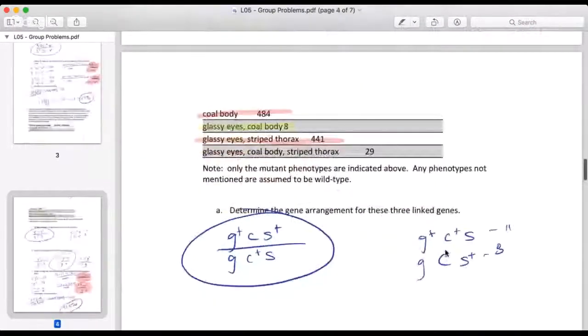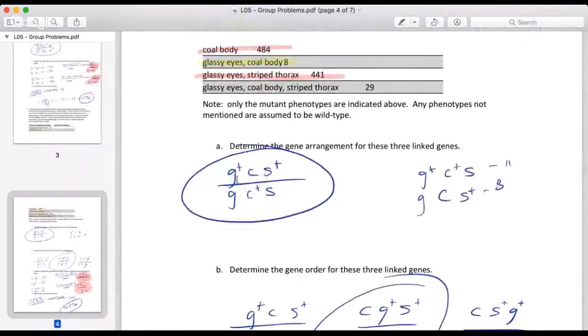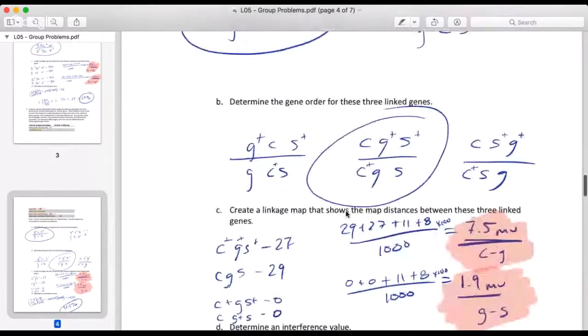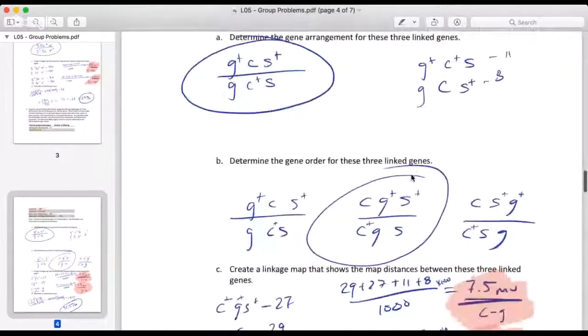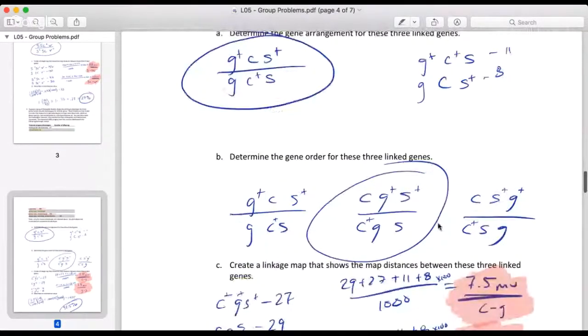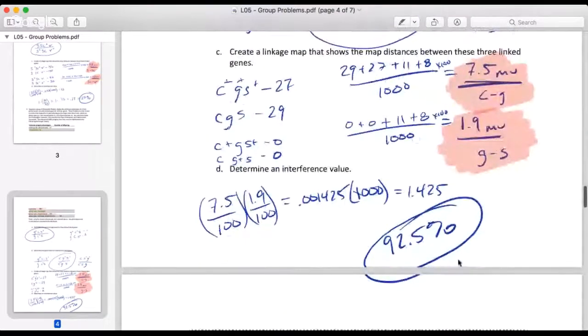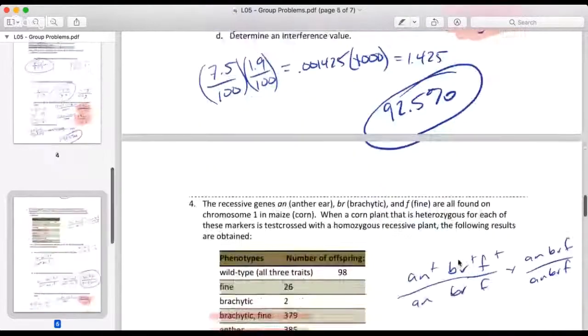For number 3, going through, the gene arrangement would be the wild type, Cole wild type, and then the glassii wild type striped thorax. The gene order right here, it is the middle one, which would be, let's see, the Cole wild type. Well, I guess it's the same for all those, but with the G in the middle. Going through for part C, it is 7.5 mapping units and 1.9. And then the interference value is 92.5%.